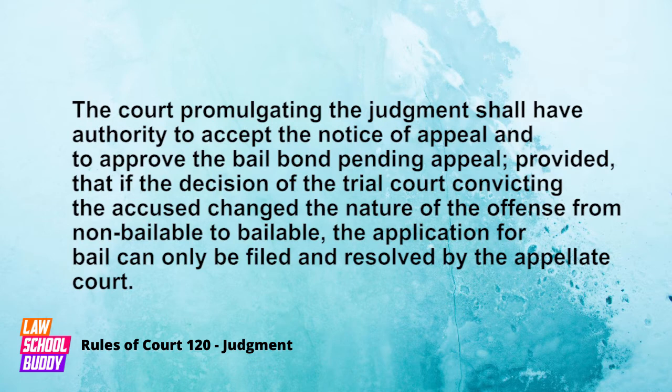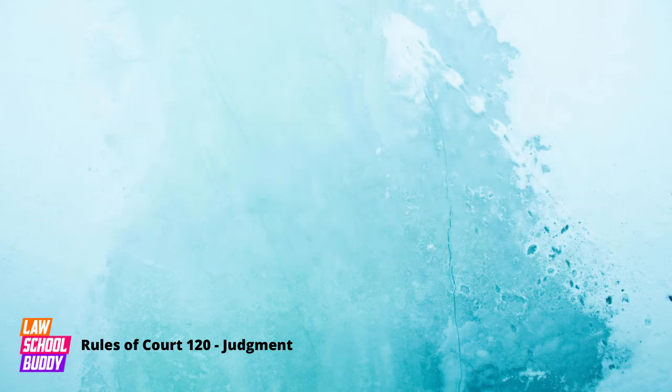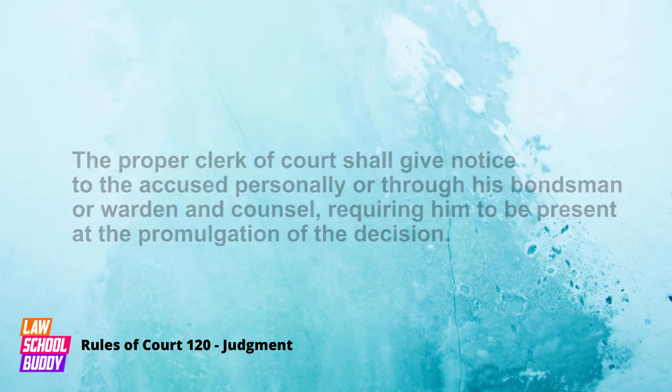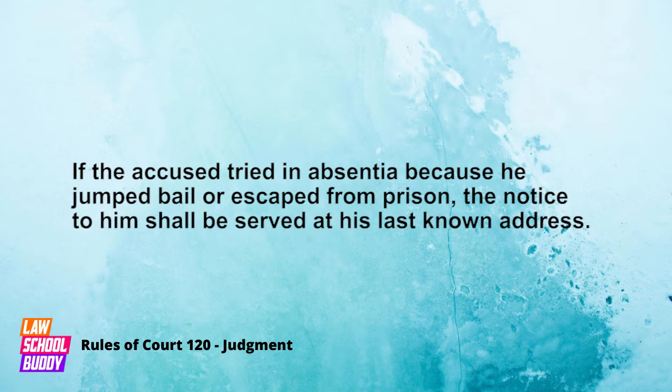The court promulgating the judgment shall have authority to accept the notice of appeal and to approve the bail bond pending appeal, provided that if the decision of the trial court convicting the accused changed the nature of the offense from non-bailable to bailable, the application for bail can only be filed and resolved by the appellate court. The proper clerk of court shall give notice to the accused personally, or through his bondsman or warden and counsel, requiring him to be present at the promulgation of the decision. If the accused is tried in absentia, because he jumped bail or escaped from prison, the notice to him shall be served at his last known address.